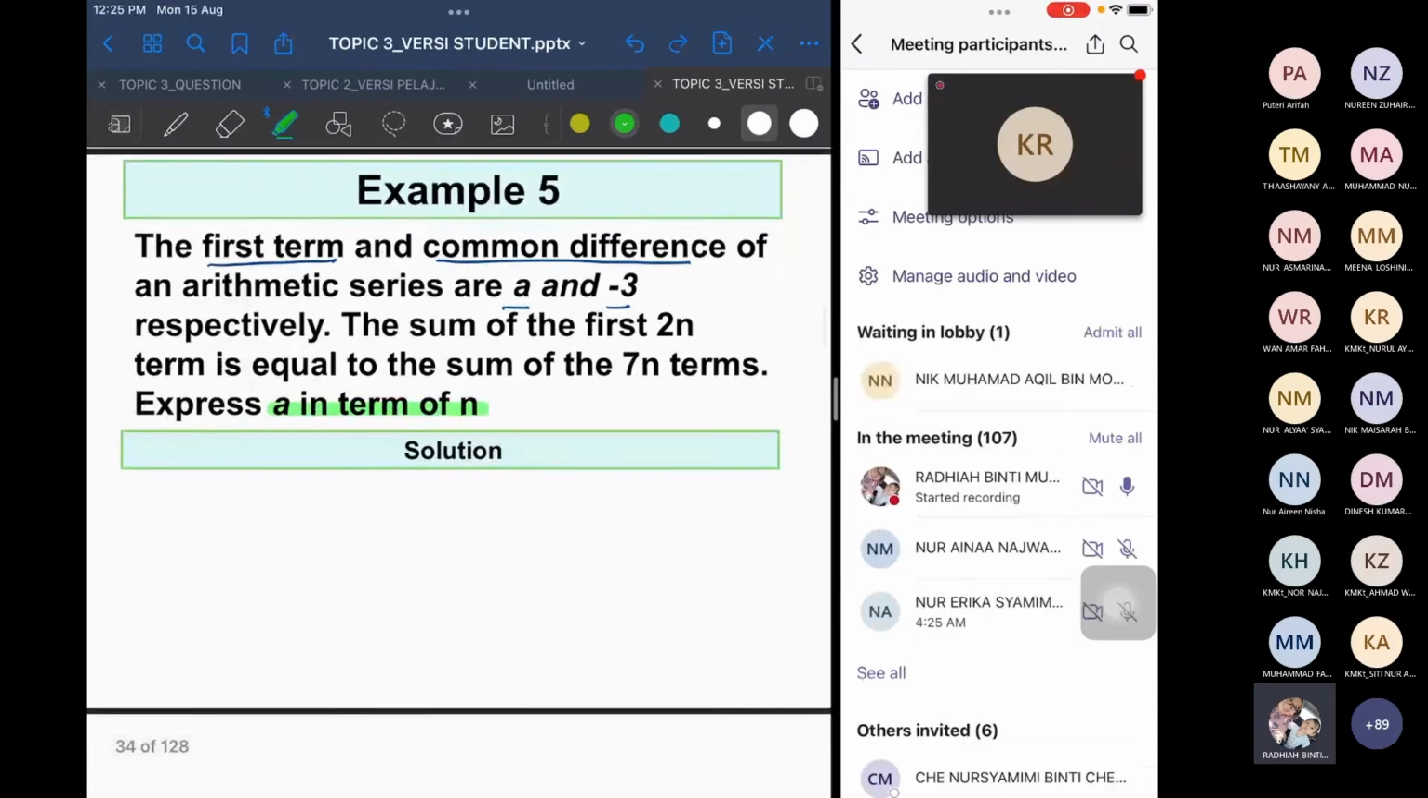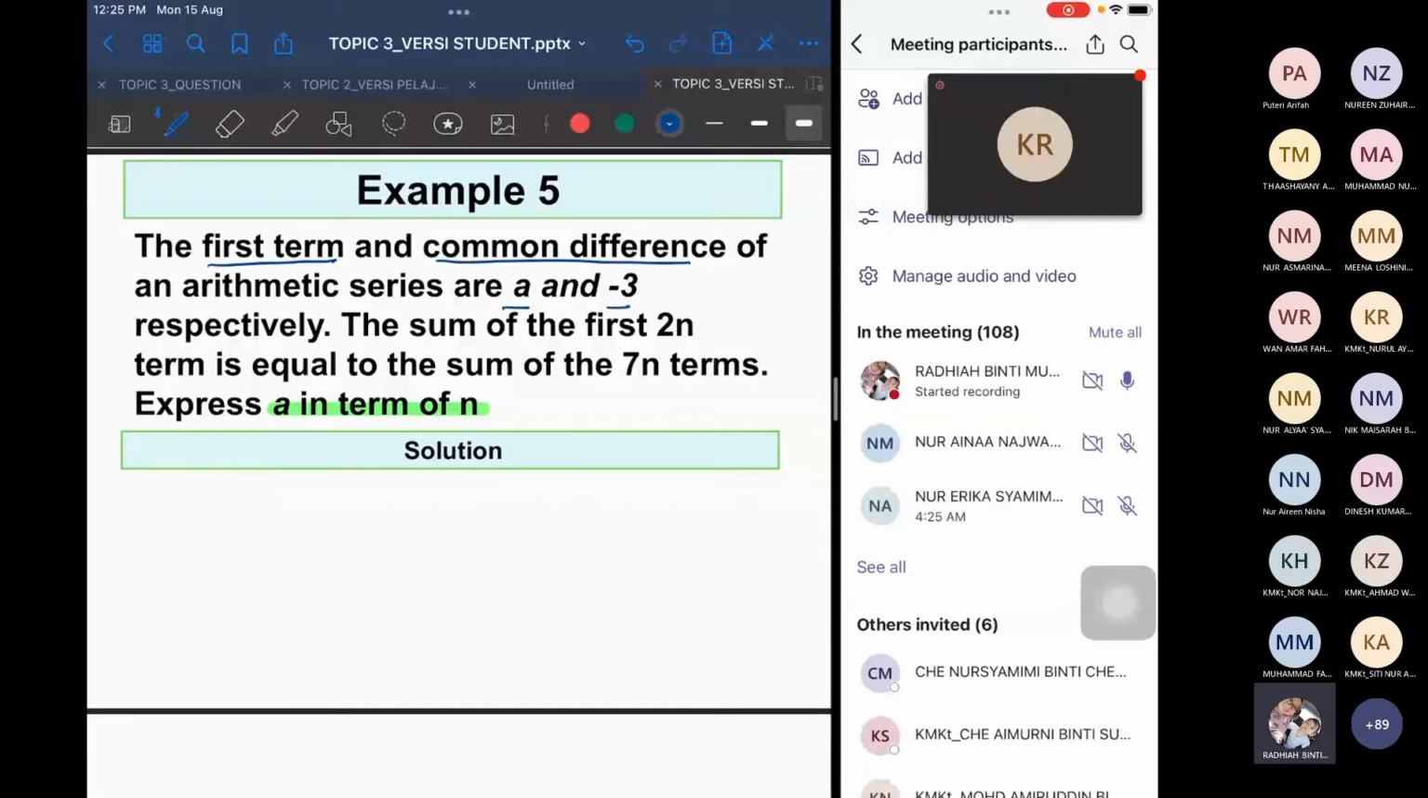Okay, so kita tengok macam mana kita nak answer this. Okay, so ni dia kata sum of 2n sama juga equal dengan sum of 7n. Okay, lepas tu dia kata A dengan D, first term kita T1 tu adalah A.